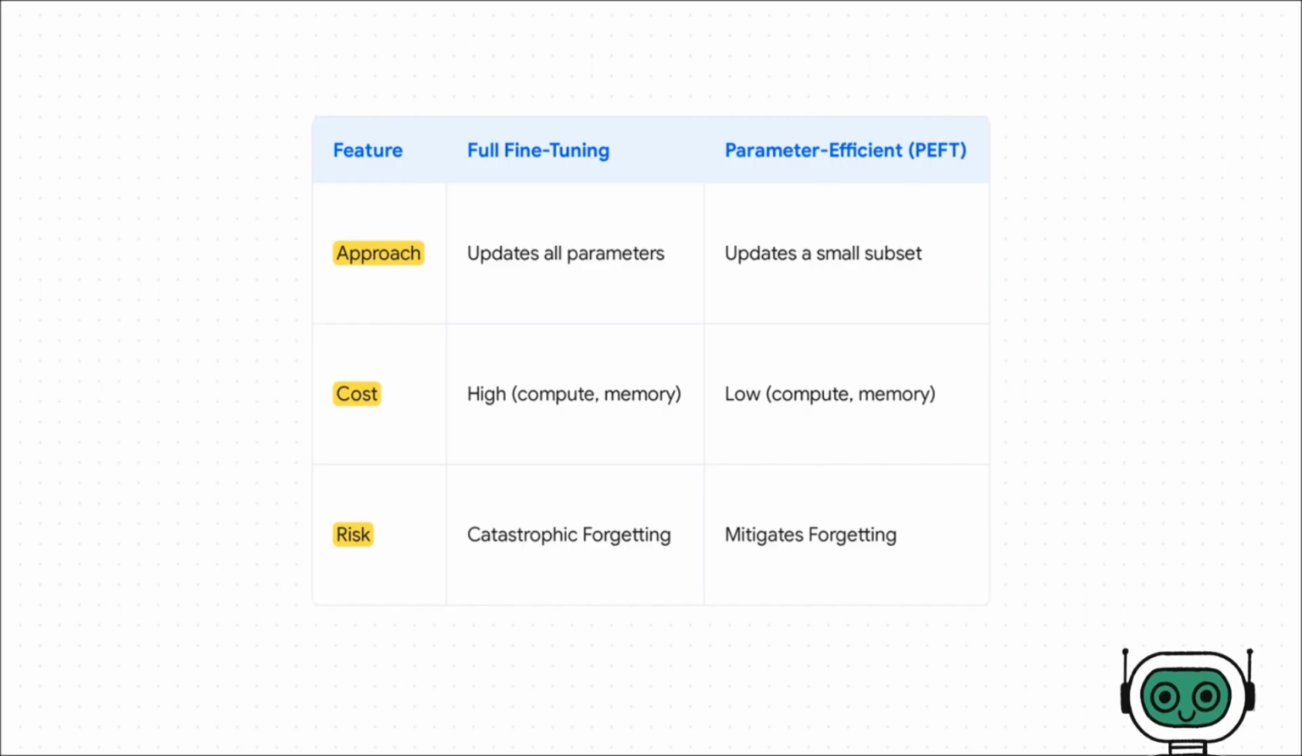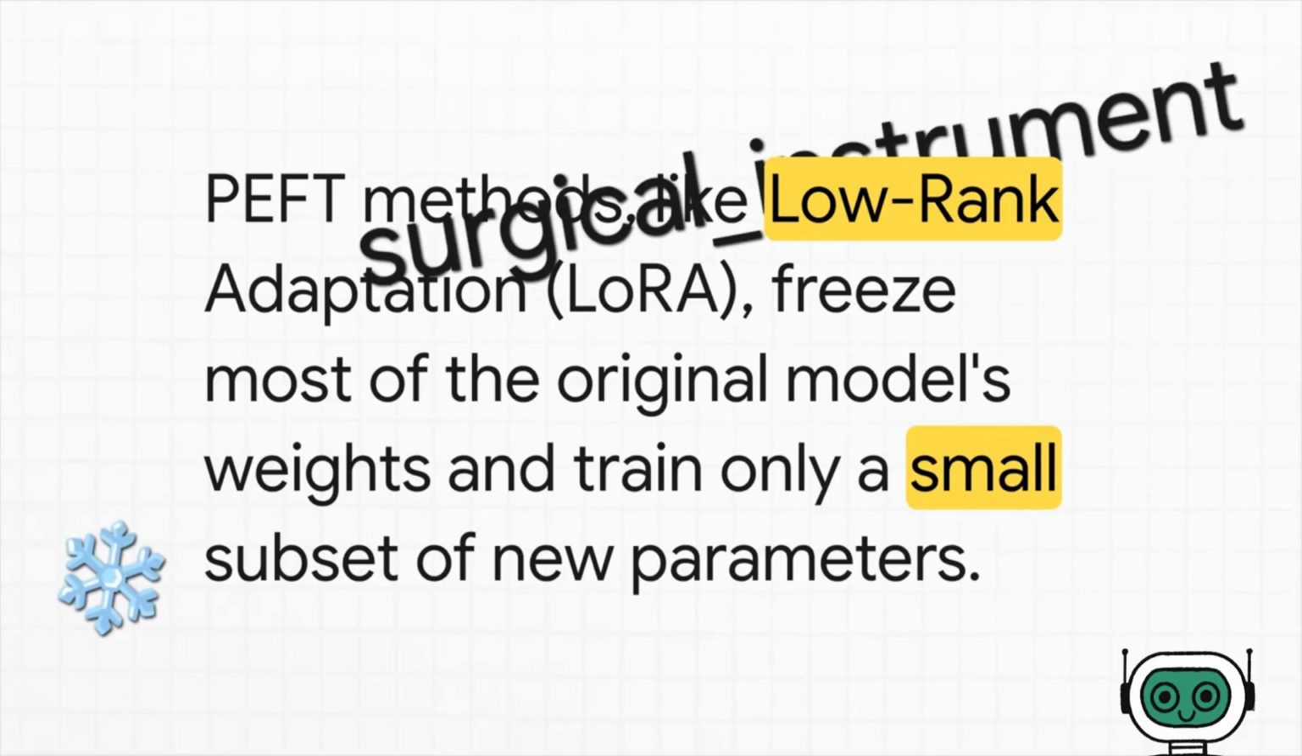The second, more modern path is parameter-efficient fine-tuning, or PEFT. This is the surgical approach. The core idea behind PEFT is to be smart about it. Instead of changing everything, you freeze the vast majority of the original model's parameters. This preserves all that valuable general knowledge. Then you add a small number of new trainable parameters, and you only update those. A popular PEFT technique that does this is called LoRA, which stands for low-rank adaptation.